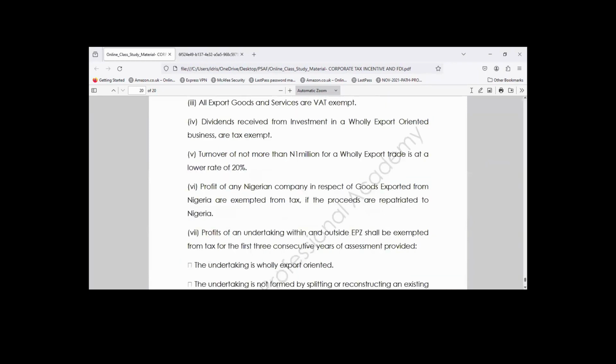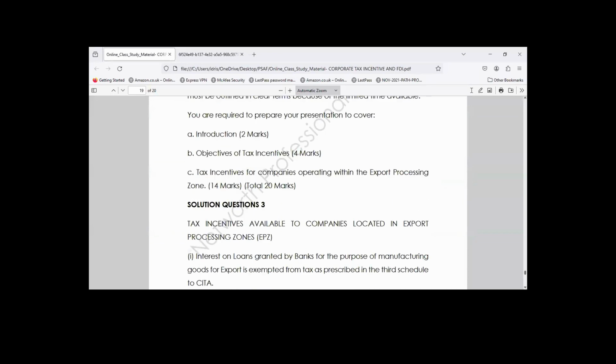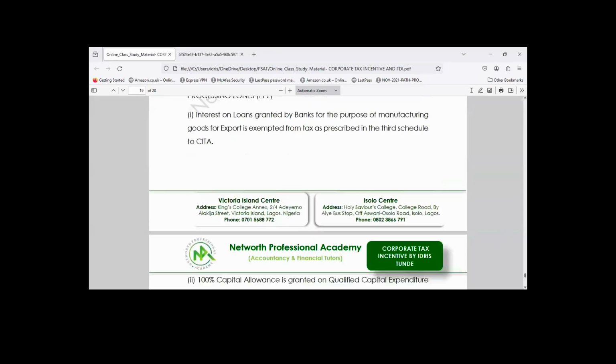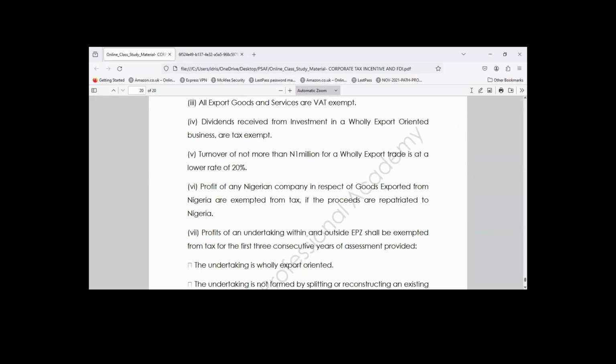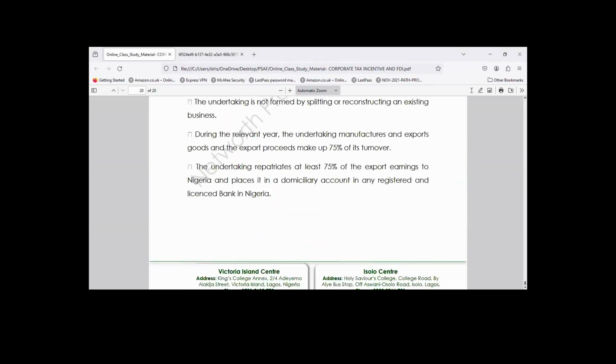So those are the incentives given to export-oriented industries located in export processing zone. Do we have any questions, any observations?